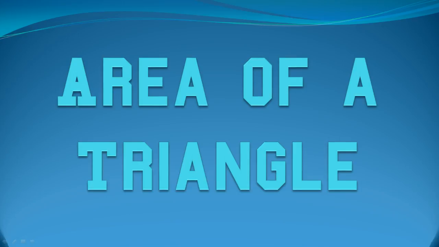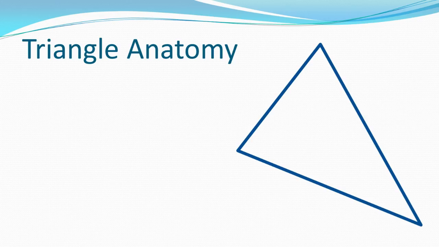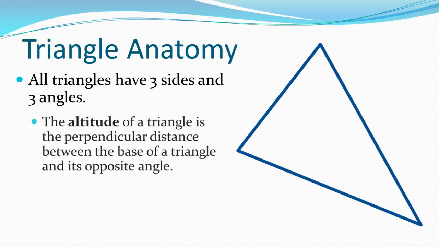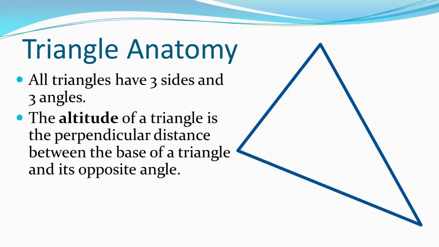The perimeter is the measurement around a triangle, whereas the area is the measurement of the space taken up by a triangle. Let's talk about the anatomy of a triangle one more time. All triangles have three sides, three angles. The altitude of a triangle is the perpendicular distance between the base of a triangle and its opposite angle.